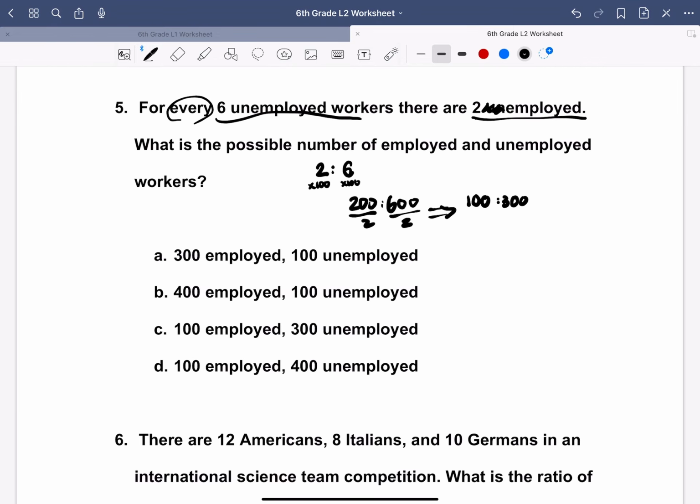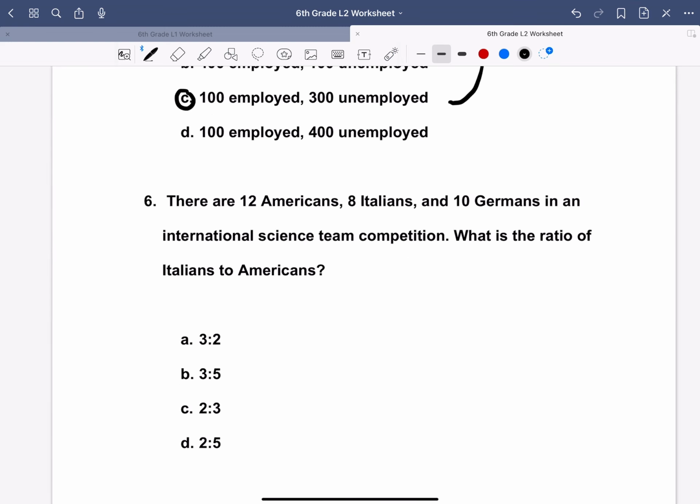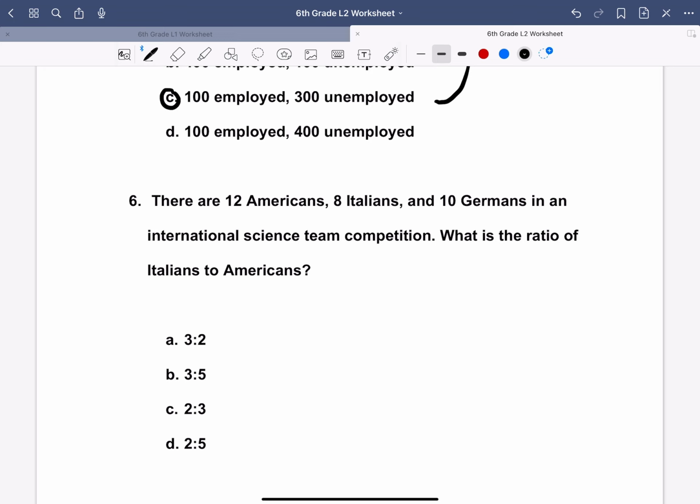And that is C. Number 6. There are 12 Americans, 8 Italians, and 10 Germans in an international science team competition. What is the ratio of Italians to Americans?